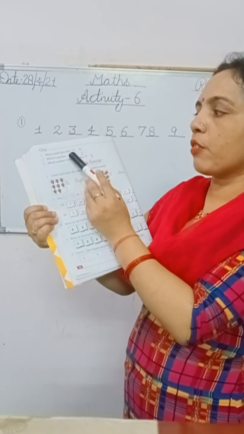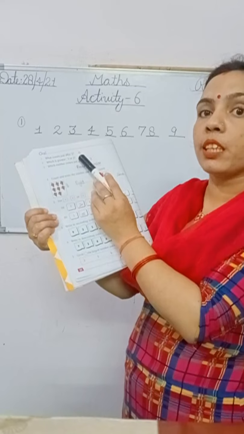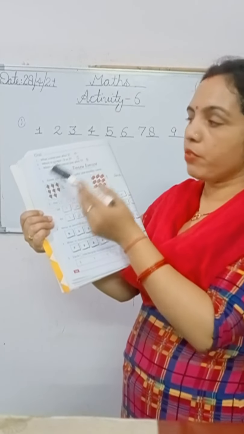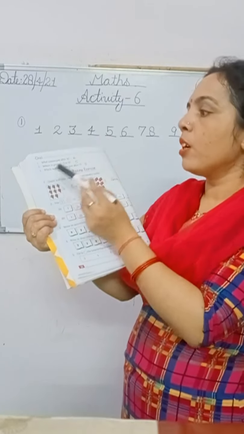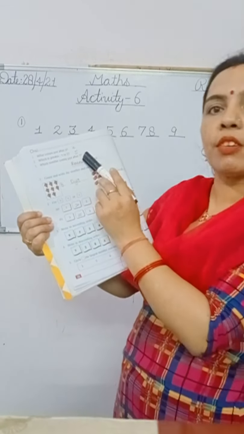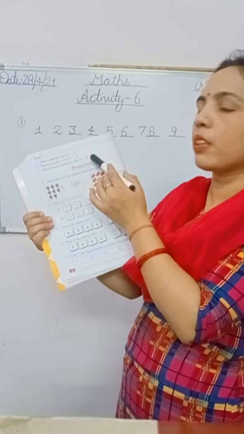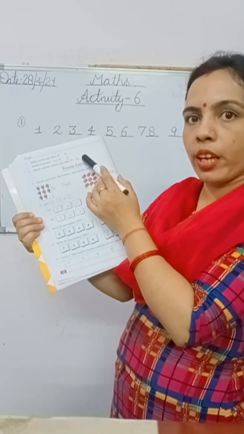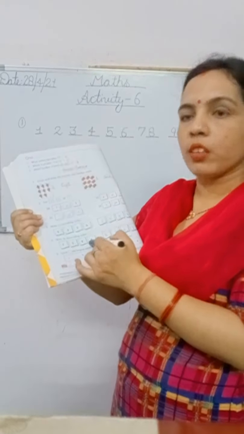Which is greater, 5 or 2? Which number is greater, 5 or 2? 5. So write 5. Okay. Now which number comes just after 7? 7 के बाद कौन सा नंबर आता है वो राइट करेंगे. Okay. Now this is your homework.